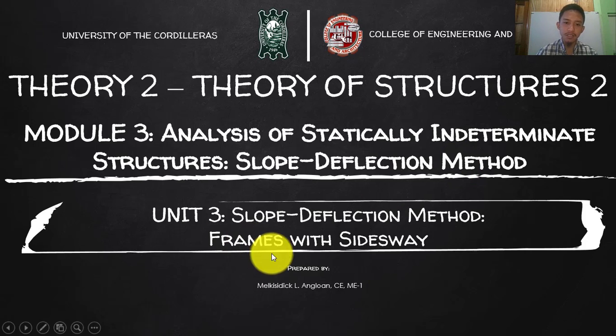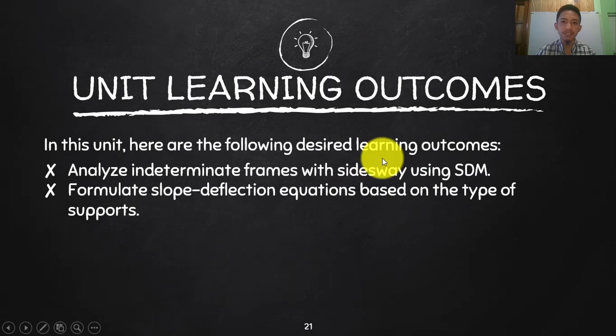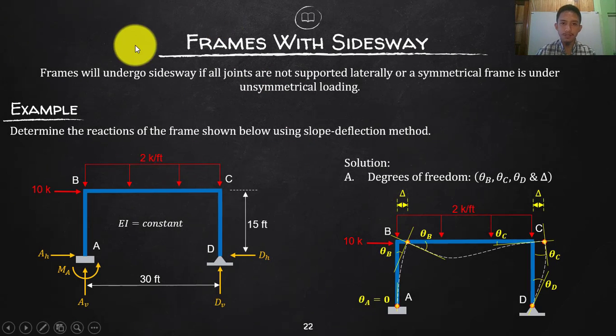So again, now let's go with frames with sidesway. You will now be expecting your delta here. So these are your learning outcomes. We will now be dealing with sidesway, frames with sidesway. First, let's understand that it's actually the opposite of what I explained a while ago with frames without sidesway. Frames will undergo sidesway if all joints are not supported laterally.